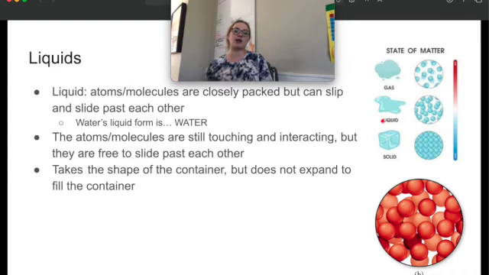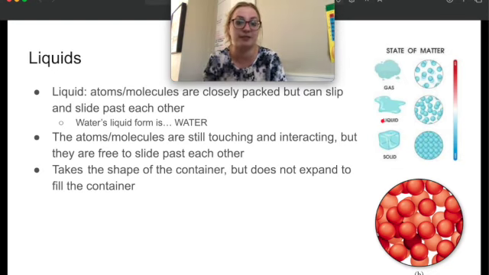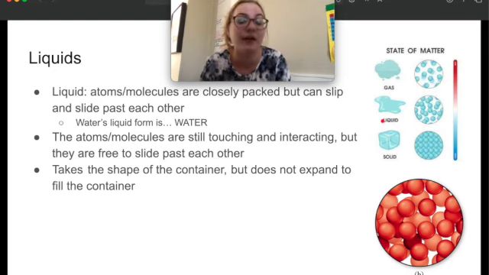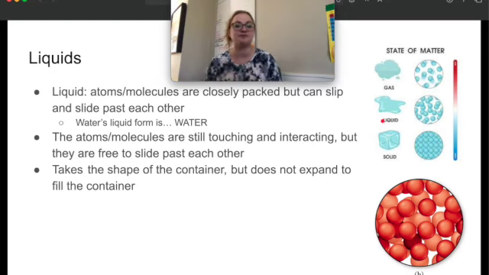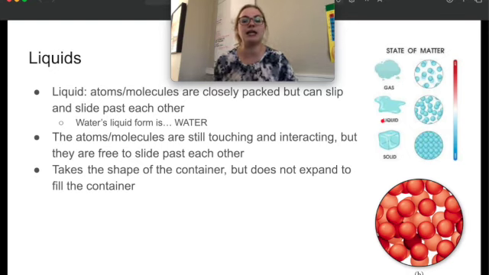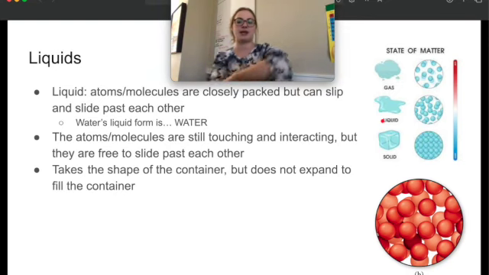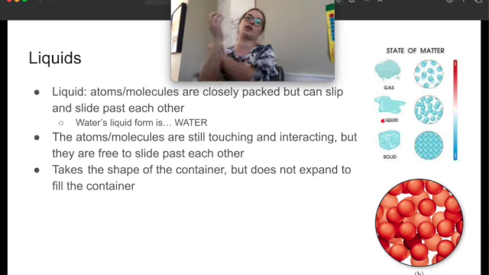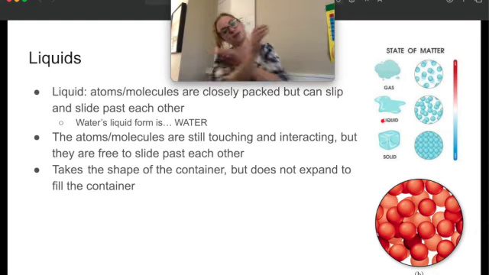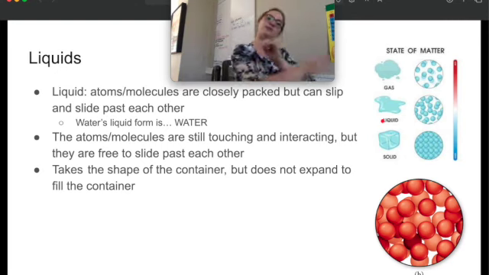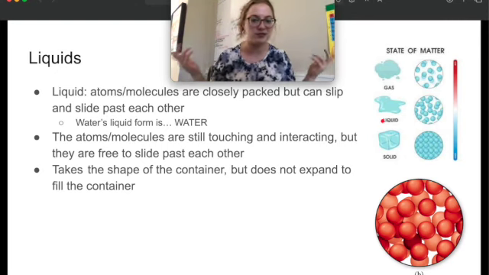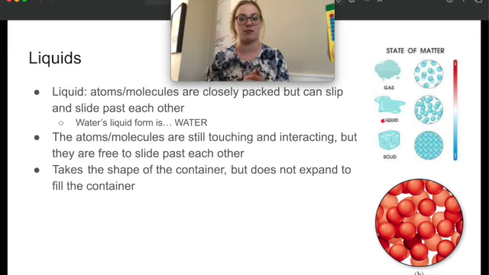So liquids. Liquids are atoms and molecules that are closely packed together but can slip and slide past each other, okay? Water's liquid form is, spoiler alert, water. That would be the word we would use for that. In a liquid, the atoms and molecules are still going to be touching each other and interacting, but they slip and slide past each other. It always reminds me of the motion of the ocean. Anytime we have a liquid, the atoms and molecules are kind of doing this. Reminds me of the waves of the ocean. The ocean's a liquid, so I'm sure that's why it reminds me of it.